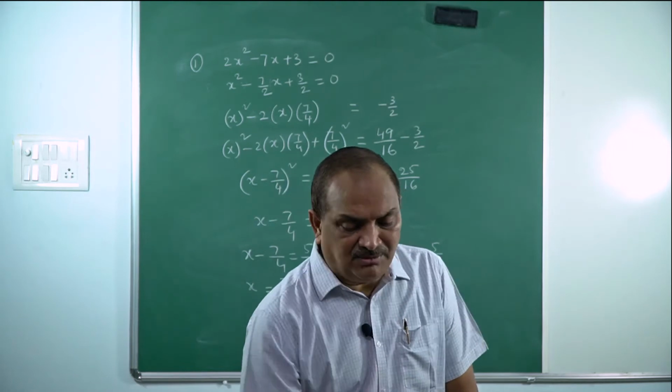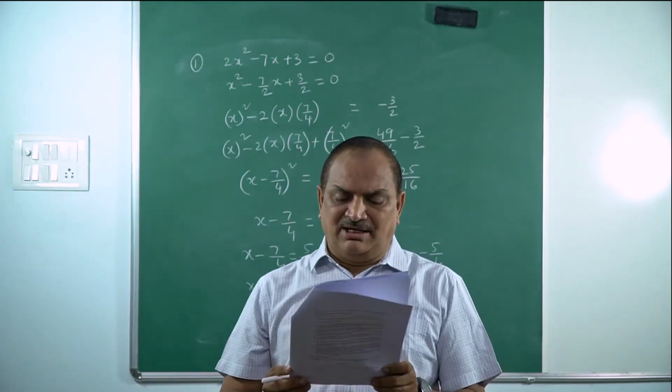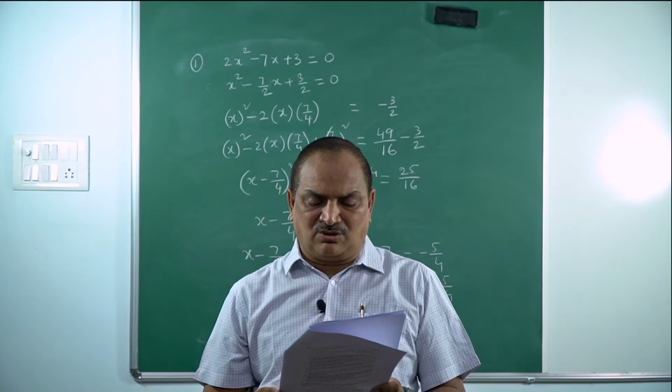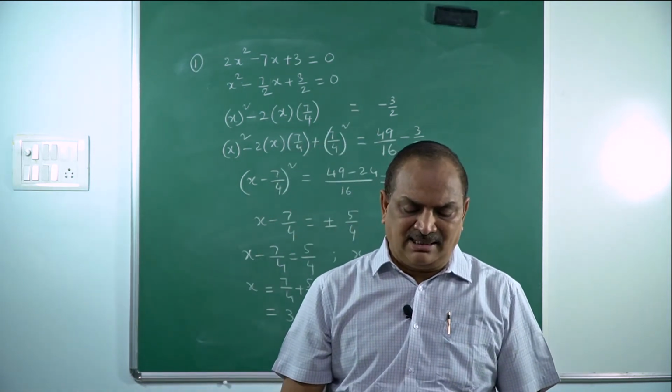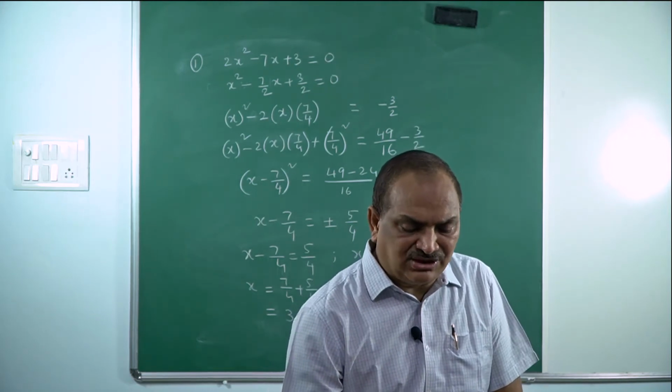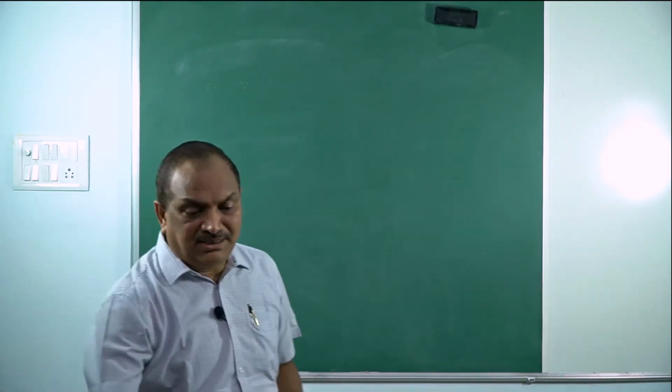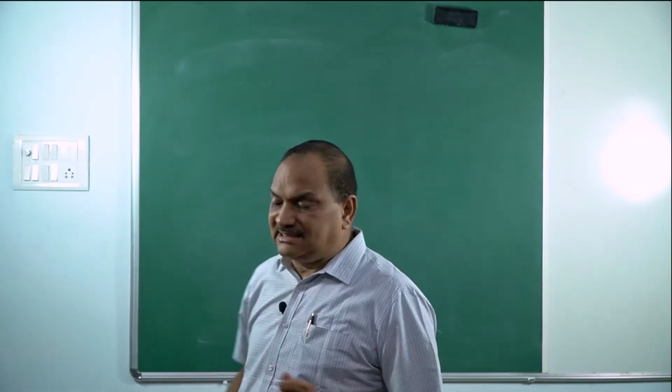I take another problem. It is the fourth bit: 2x square plus x plus 4. That is given to me, and let me work it out, of course. 2x square plus x plus 4 is equal to 0. My problem now is 2x square plus x plus 4.